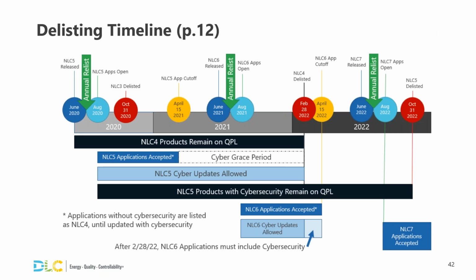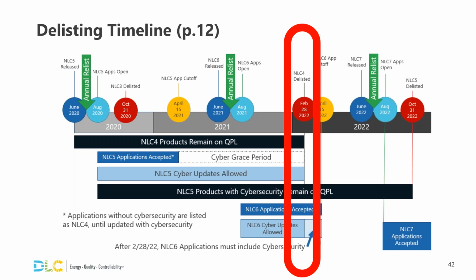And so this is a rather complicated graphic showing the new schedule. But the key point here is that February 28, 2022 is when all the products without cybersecurity will be delisted. Before then, products that have cybersecurity that have applied under NLC5 will be listed as NLC5. Also, products that have applied recently but did not have cybersecurity will still be listed as NLC4 until they meet the cybersecurity requirement, and then they'll be upgraded to NLC5.